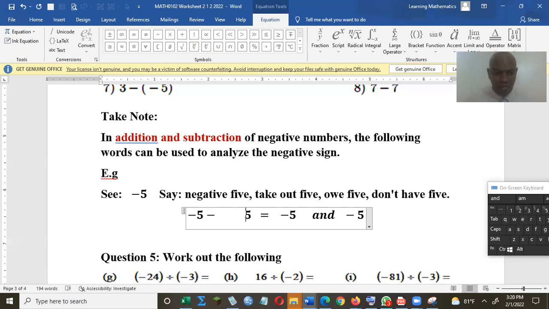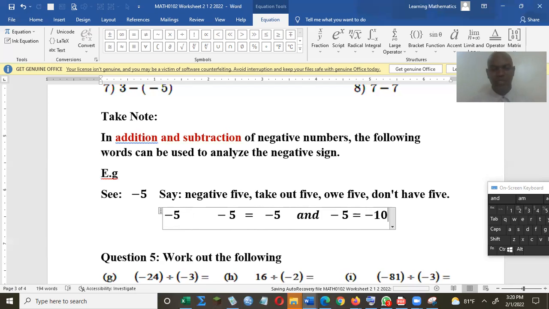This will be wrong. This will be the correct thing to do. So that's a -5 and a -5. A -5 and a -5 means that you're going to take out 5 and you're going to take out another 5. Or you owe 5 and you owe another 5. So that means you take out 10 in all, or you owe 10. So that's where a negative and a negative is a negative. Please bear that in mind when it comes to the negative sign for addition and subtraction.